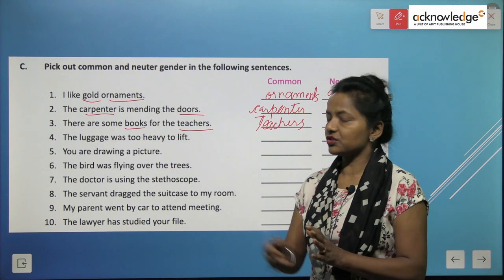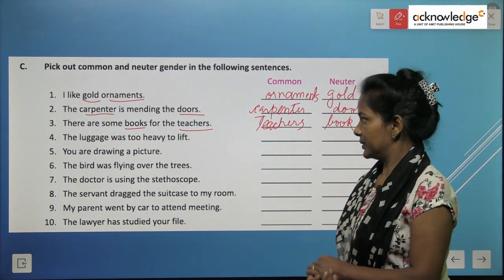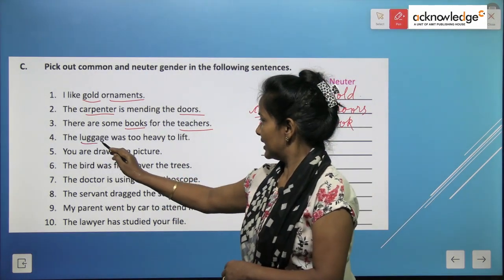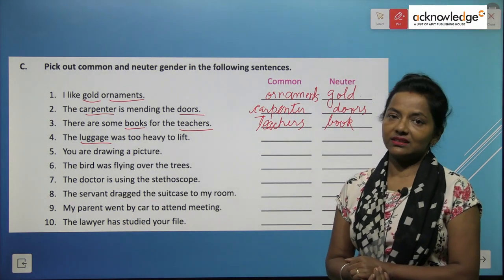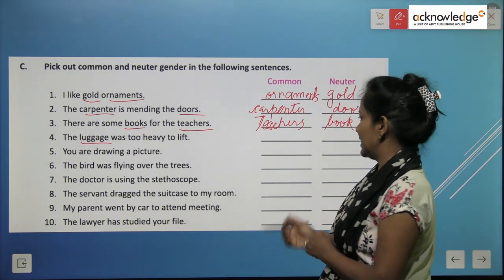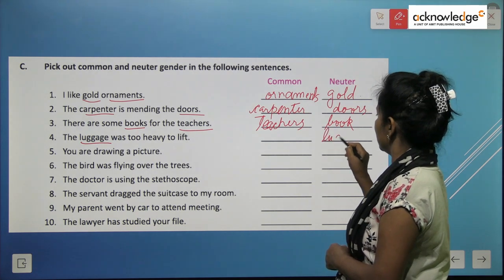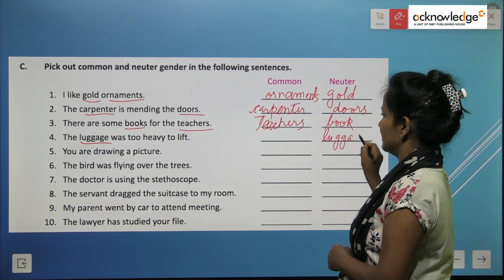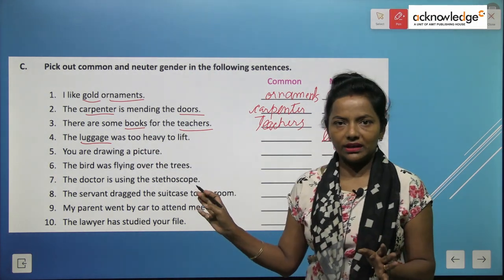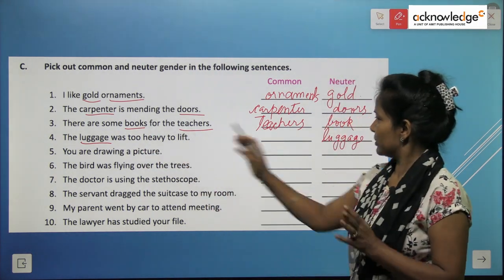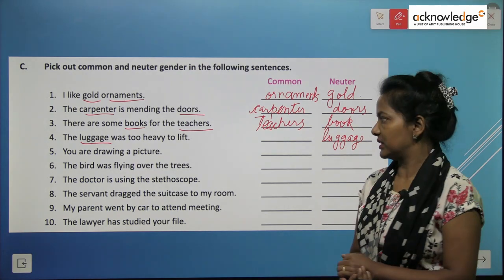The luggage was too heavy to lift. So here the luggage. Okay. What kind of gender is this? Luggage is a non-living thing. So luggage is a neuter gender here. Fine children. Now here we don't find any more noun. So only luggage was there. So luggage is a neuter gender.